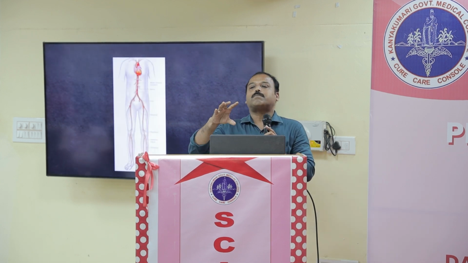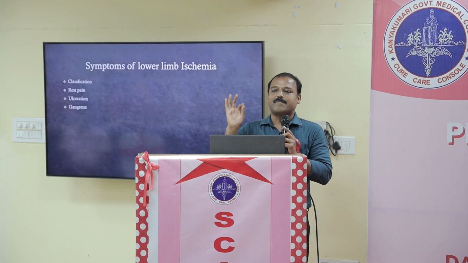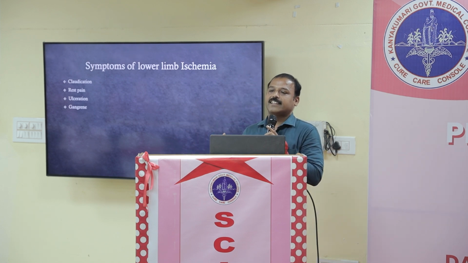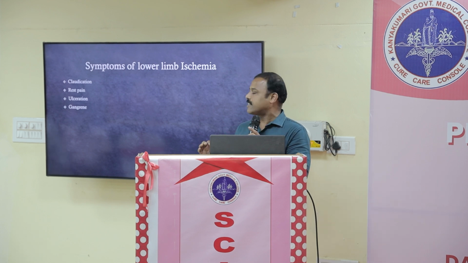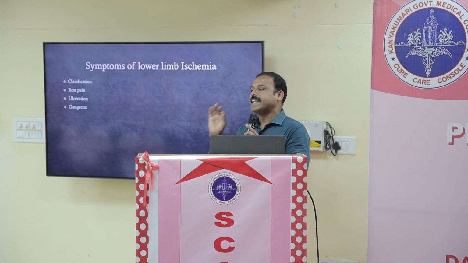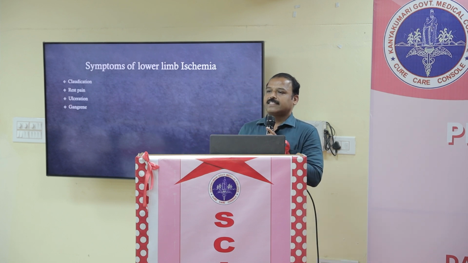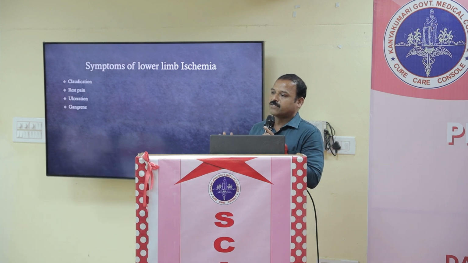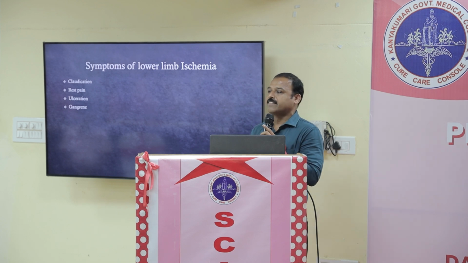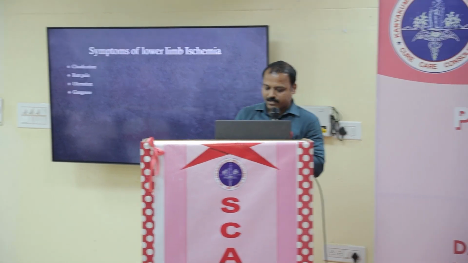Each level of occlusion produces different symptoms. The symptoms of lower limb ischemia are only four: claudication, rest pain, chronic non-healing ulcer and gangrene. Here the claudication is always best managed by medical therapy. We don't do any vascular intervention for claudication. This is for your level. Whereas rest pain, ulcer and gangrene need surgical intervention, either endovascular or open procedure.